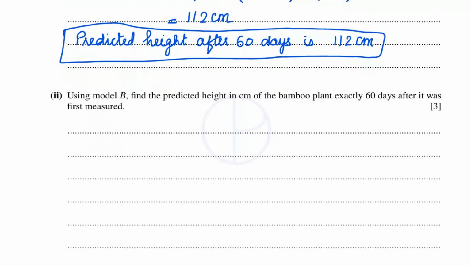The next part of the question is, using model B, find the predicted height in centimeter of the bamboo plant exactly 60 days after it was first measured. In geometric progression, the R value can be calculated as 41.2 divided by 40, which is 1.03. And N is exactly 60 days after, so N is 61.